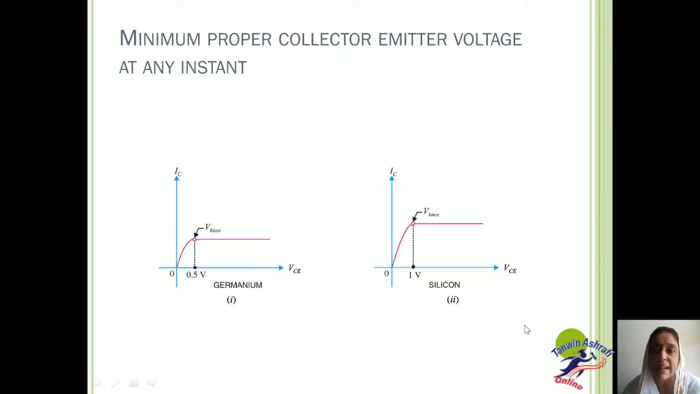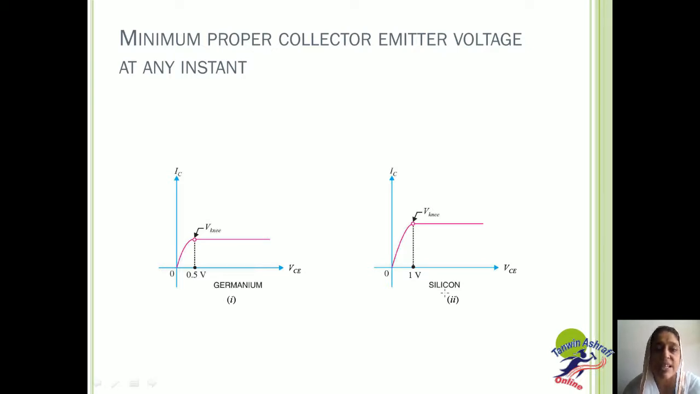Minimum proper collector emitter voltage at any instant. Now, for faithful amplification, the collector emitter voltage VCE should not be less than 0.5 volt for germanium and 1 volt for silicon. This is called knee voltage.